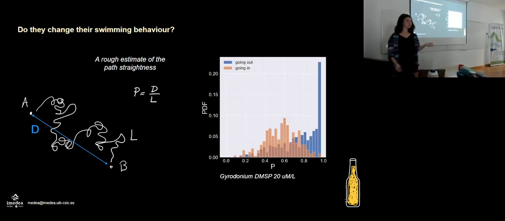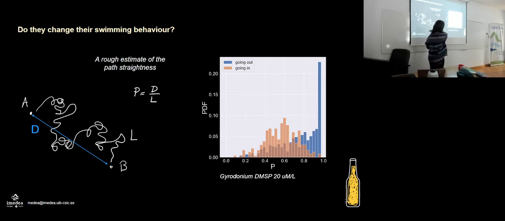And for example, if I run the distributions for gyrodinium at one concentration of DMSP, I start to see that there seems to be a statistical difference between the two sets. The blue is going in, and at 1 there's a high peak, so there are many more straight trajectories in the particles going out than in the particles going in. So there seems to be a difference in the way the organism swims, depending on whether it's entering or going out of the capillary.